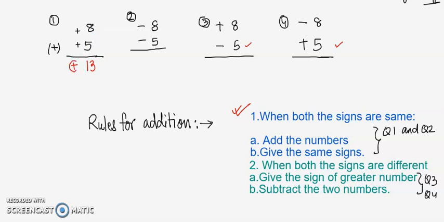So usually we don't write positive sign. I have written just to make you understand. Again here add these numbers and give the same sign, means give negative sign.